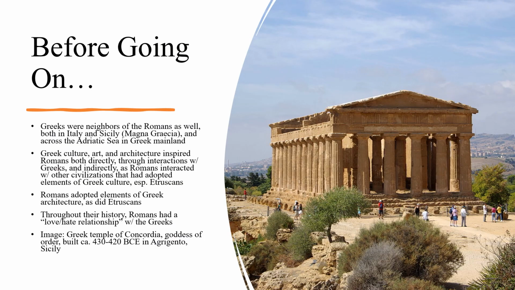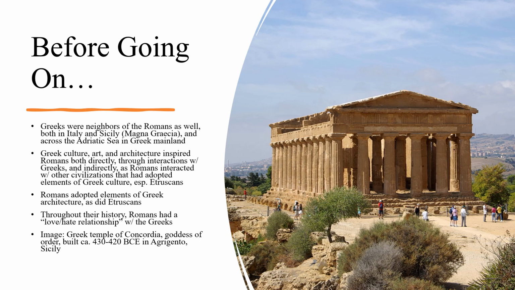Before I move on, though, I should add that the Greeks influenced the Romans as well, something we've discussed in previous lecture videos. The Greeks were neighbors of the Romans, both in Sicily and on the Italian peninsula, what was called Magna Graecia, or Greater Greece, because of the large Greek population in the southern Italian peninsula. The Romans also had contact with the Greek mainland across the Adriatic Sea.